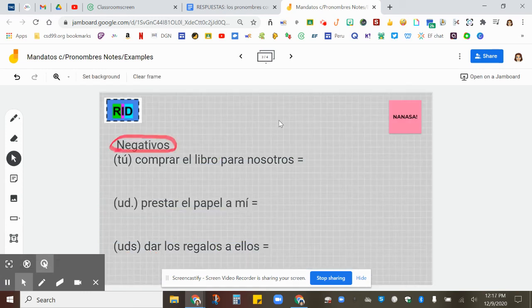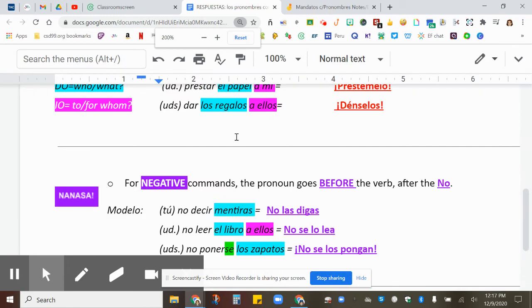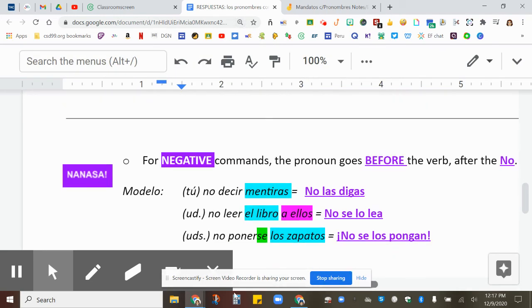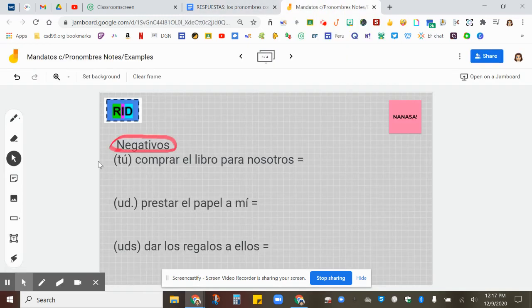To continue on with negative commands, we formulate things a little bit differently. The notes section gives away the answers a little bit, but we need to know the rule. For negative commands, pronouns go before the verb and after the no. In a negative command, the pronouns go in the order of the RID rule, before the verb and after the no. So much like they are used in a regular sentence.